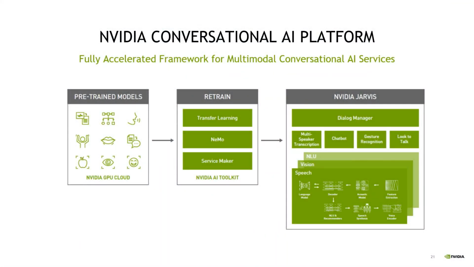NVIDIA's solution for conversational AI is based on 3 main pillars. The first one is the NVIDIA GPU Cloud, where we can find several pre-trained models that can be used as a starting point for building conversational AI. The second pillar consists of several tools simplifying training and fine-tuning those models and exporting them for efficient deployment. The third pillar is the NVIDIA Jarvis platform, allowing us to build efficient pipelines for real-time applications.